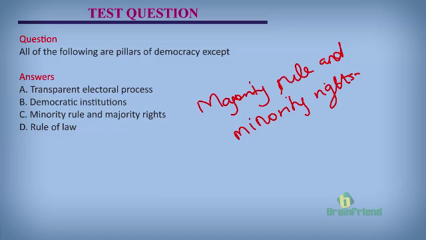And D, the rule of law. The rule of law is also a pillar of democracy. So the answer is C. Minority rule and majority rights. This is not a pillar of democracy. Take note, it is the other way round. Majority rule and minority rights.